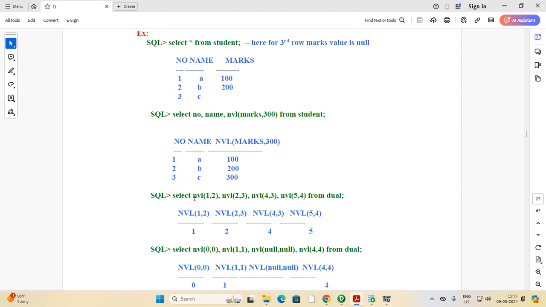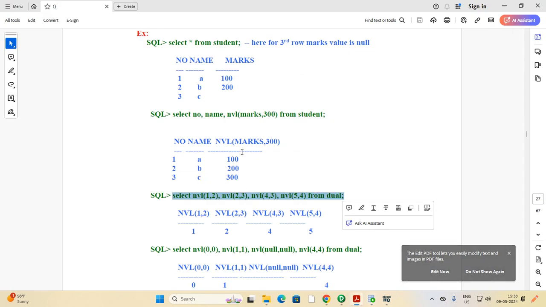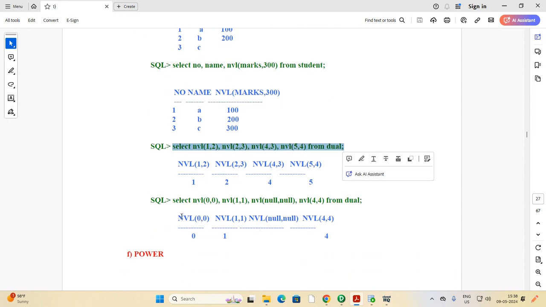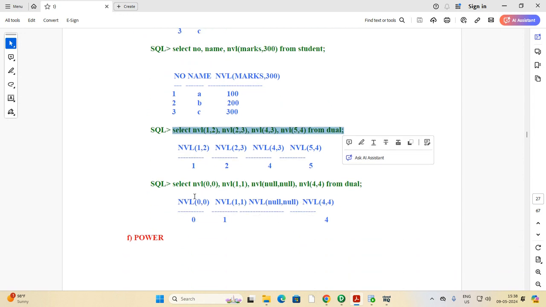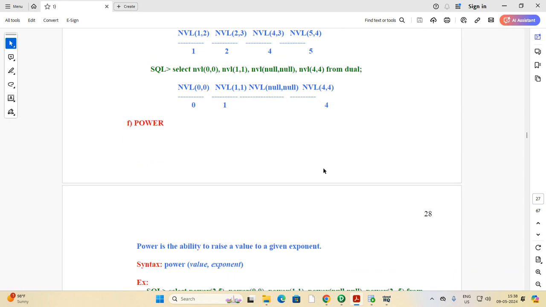You see here, select NVL 1 comma 2, NVL 2 comma 3, NVL 4 comma 3, NVL 5 comma 4 from dual. It gives the values of that row. NVL 1 comma 2 gives 1, 2 comma 3 gives 2, 4 comma 3 gives 4, 5 comma 4. The first value is given as it is. Next, another example: NVL of 0 0 and 1 gives 0, and 1 comma 1 always gives 1. Null is blank, and 4 comma 4 always gives 0.